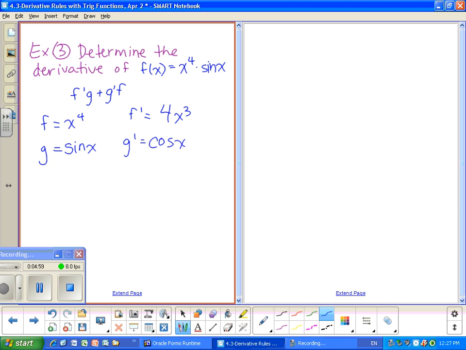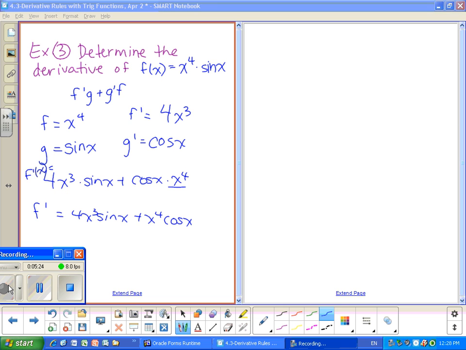Yay. Now let's use our product rule. We have f prime. Oh wait, so this is f prime of x equals 4x cubed times g, sine x, plus g prime, cos x, times f, x to the 4. Can this be simplified at all? No, we can rewrite it, but those are not like terms, so it cannot simplify anymore.